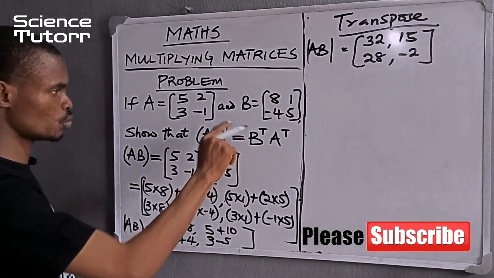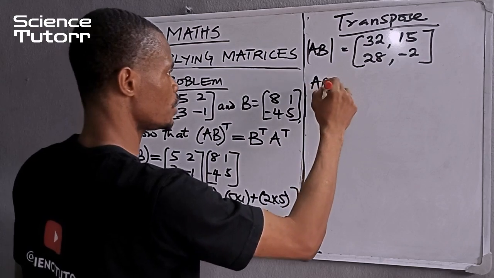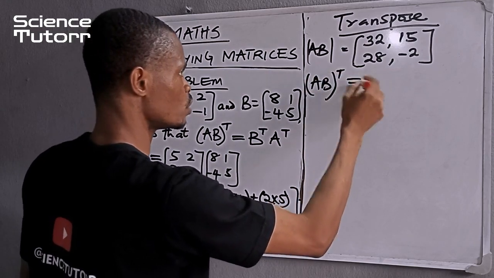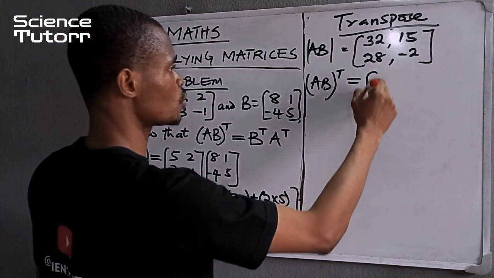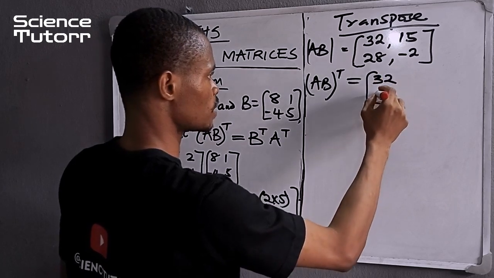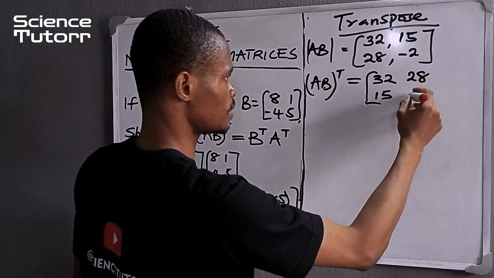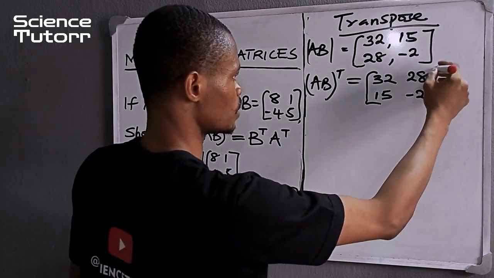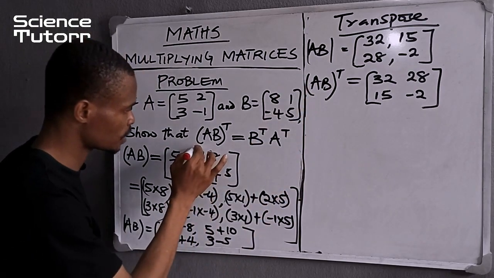So we transpose. AB gives us this. So (AB) transpose will be interchanging the rows for the columns. So it's going to be 32, 15, and 28, minus 2. That is for (AB) transpose, the first case.